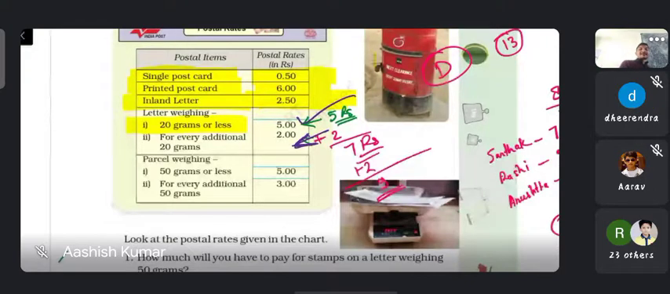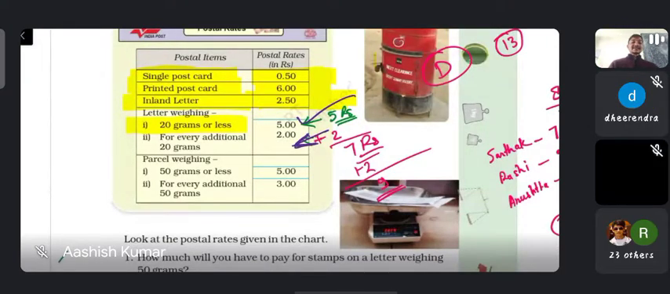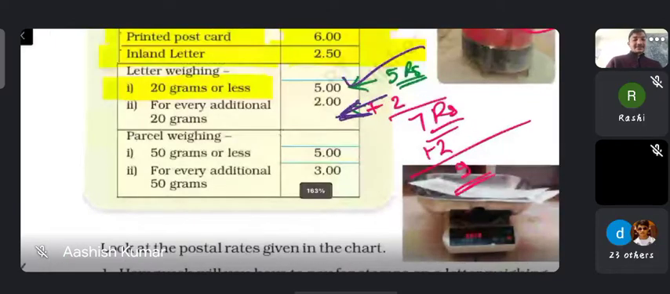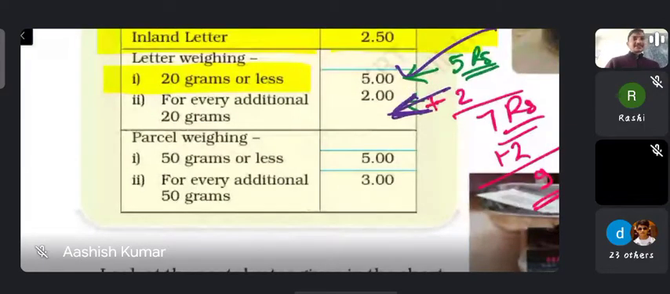Okay. Next one is the parcel. What will we pay for the parcel? For the first 50 gram, as you can see, in letters you have to pay 5 rupees for 20 grams. But in parcels you have to pay 5 rupees for 50 grams. And for every additional 50 gram you have to pay 3 rupees.